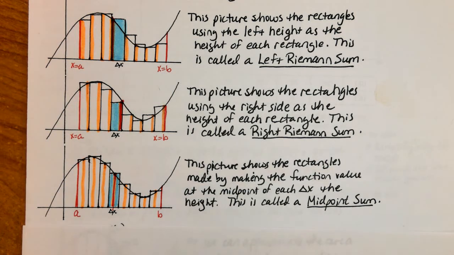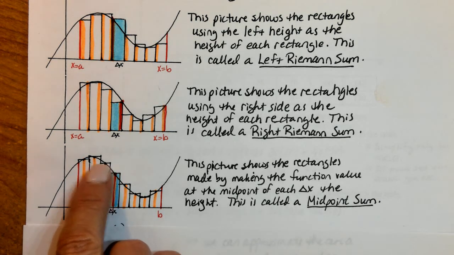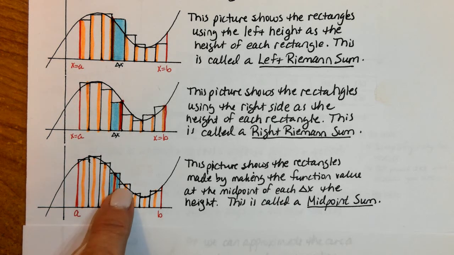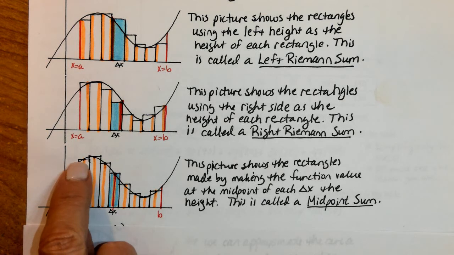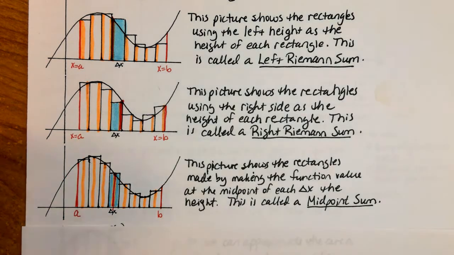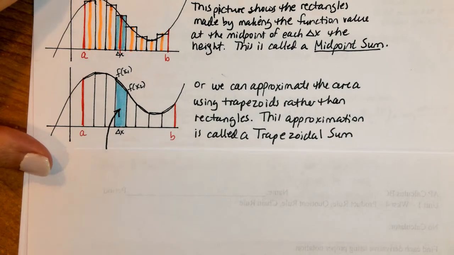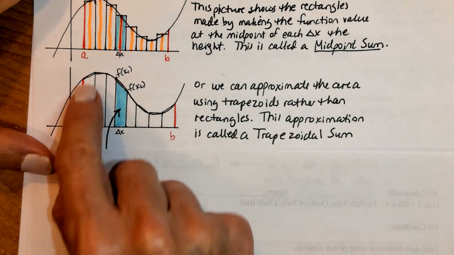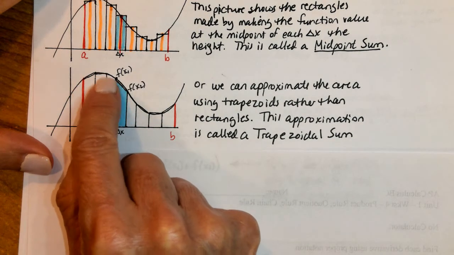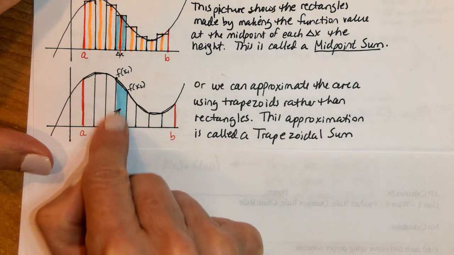Or we don't have to use a rectangle at all. Instead of using a rectangle and squaring off these heights, we could connect each height with a trapezoid. That is called a trapezoidal sum. So each one would be connected like that, so we'd have a little trapezoid there.